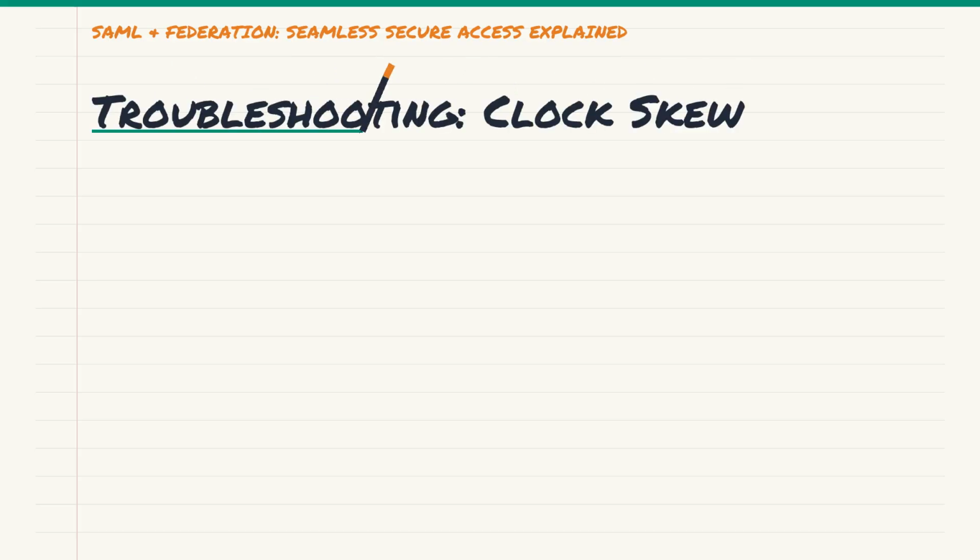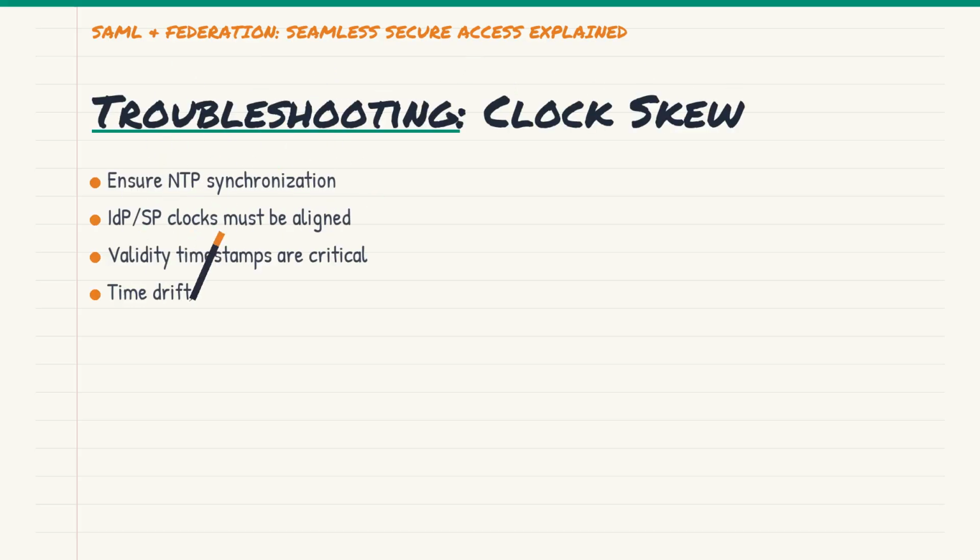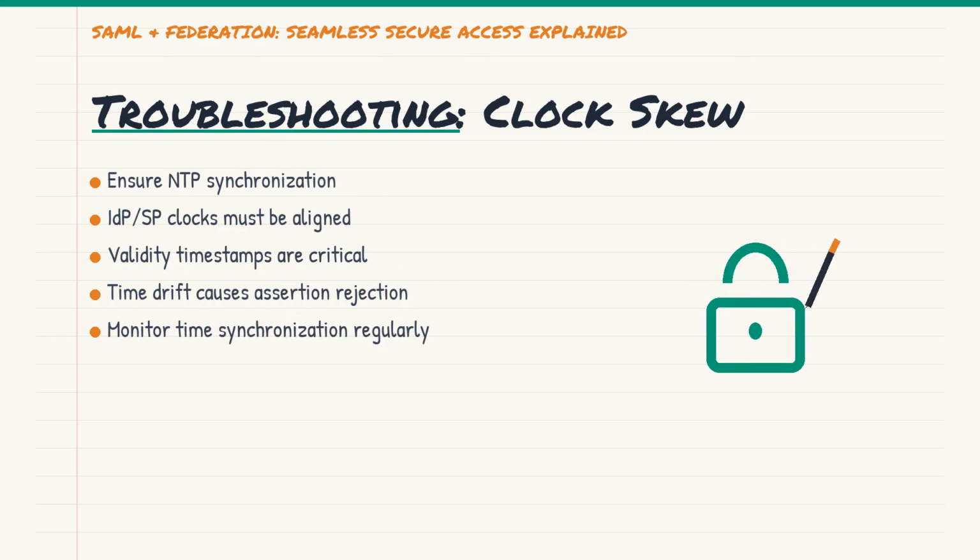Clock skew is surprisingly common and insidious. When an IdP issues an assertion, it includes timestamps for validity. If the SP's clock is ahead by, say, 5 minutes, it might consider an assertion valid for the next hour to be expired as soon as it's issued. The solution? Ensure both your IdP and SP servers are synchronized to a reliable NTP, network time protocol, source. This might seem basic, but it's often overlooked in complex distributed environments. Regularly checking and alerting on time drift is a good practice.